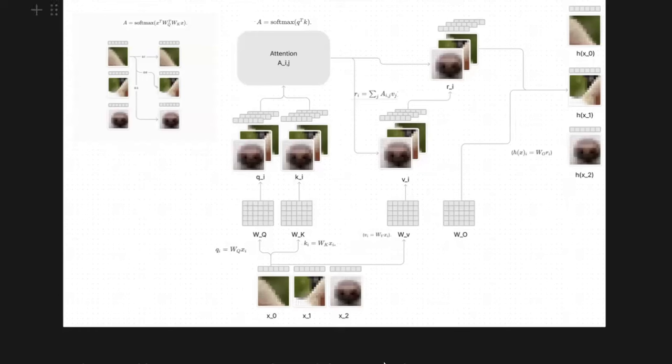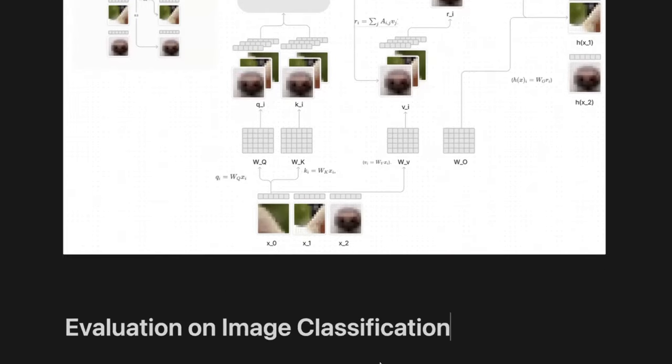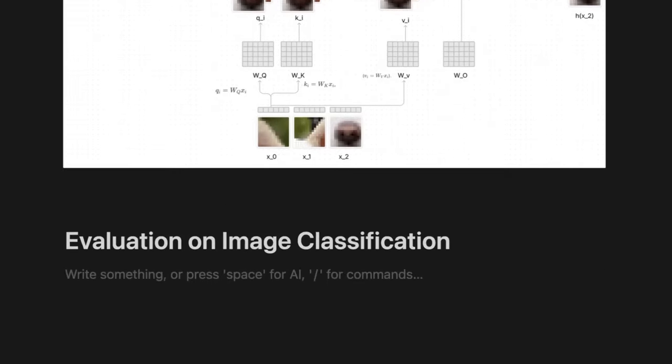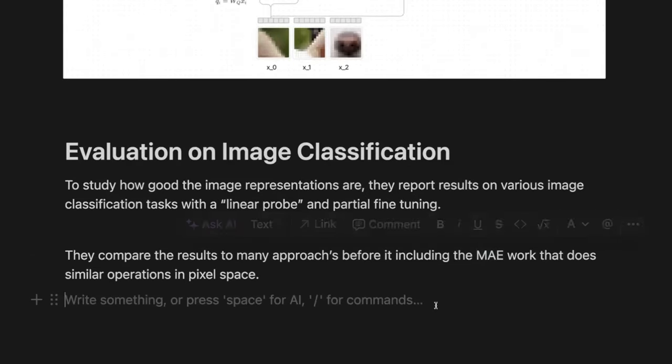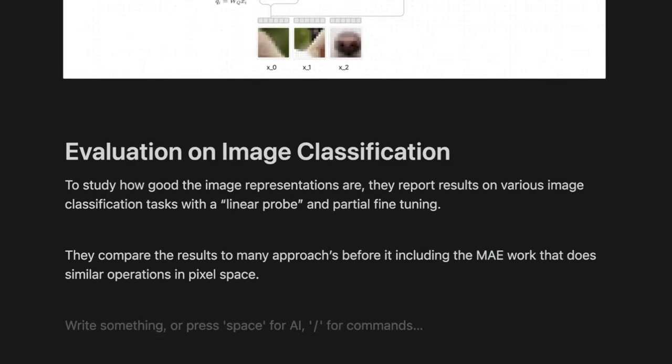They'll show why that's cool in this evaluation section here. They evaluate these models on image classification. What they do is put what's called a linear probe on top of the representations and do some partial end-to-end fine tuning, comparing what a linear probe might look like on top of the representations with what a partial fine tune might look like. They compare this to many approaches from before, namely the MAE architecture that we talked about.